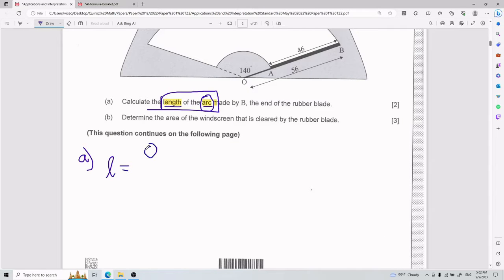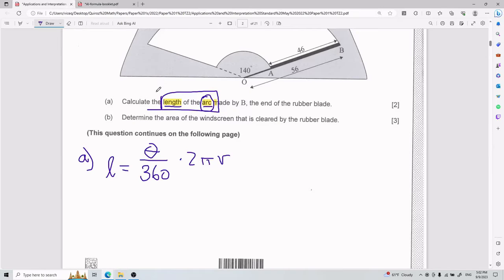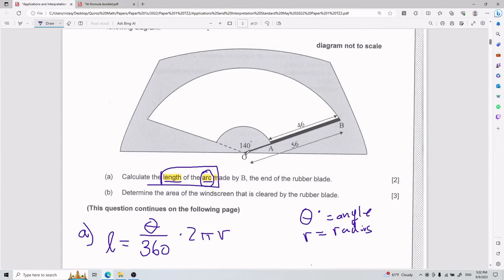We have length equals theta, which is that symbol, divided by 360 times 2 pi r. Okay, I'm taking this guy here. All right. Now, what is theta? Theta is the angle measured in degrees, while r is the radius. Perfect. So theta is going to be an angle, and r, as we just mentioned, is simply going to be the radius. Now, of what? Right, of what? Because there's more than one arc here, right? There's more than one arc.